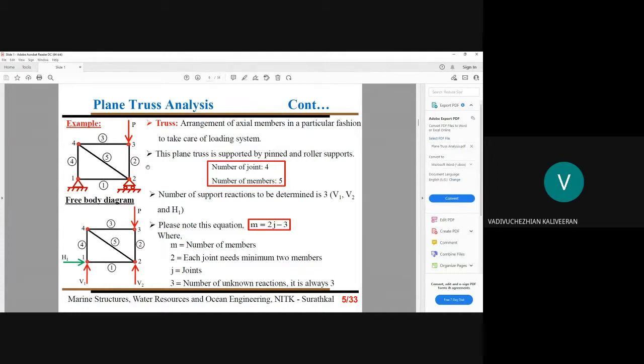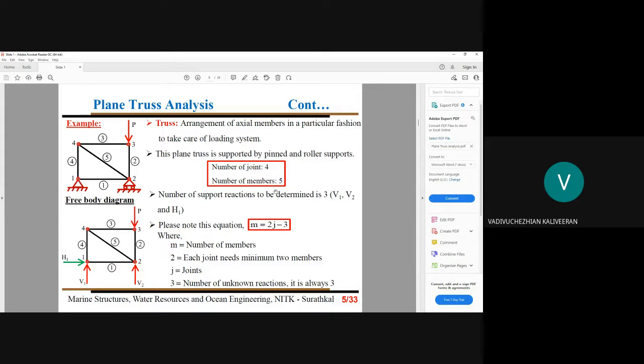You have to remember, we already discussed, each joint needs a minimum of 2 members. Then only is it possible to connect our members. After that we can add any number of members. That is our wish according to our strengthening part. But we have to start from a minimum of 2 members. So each joint needs a minimum of 2 members.